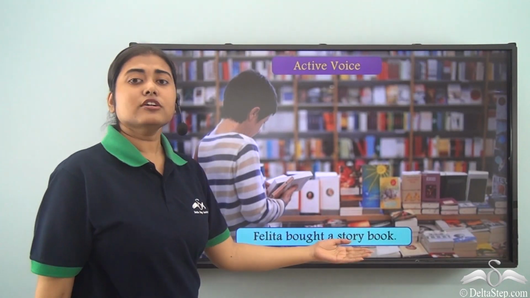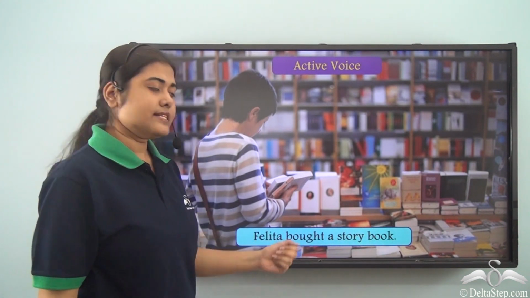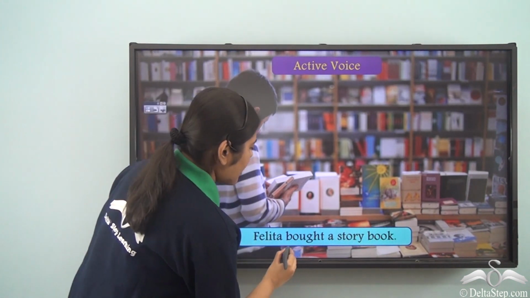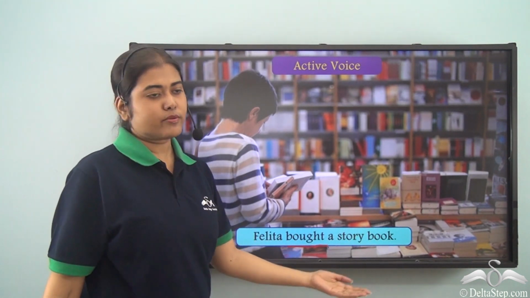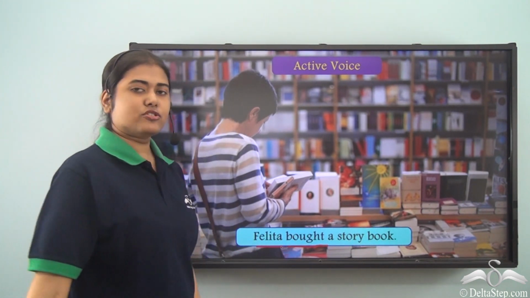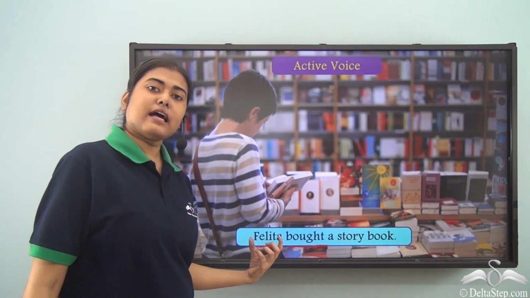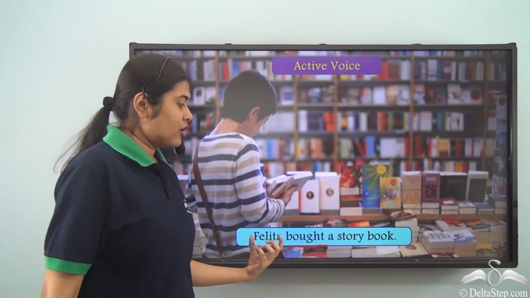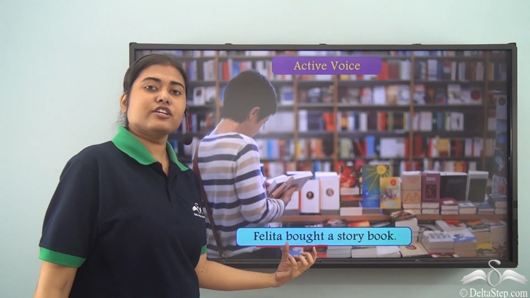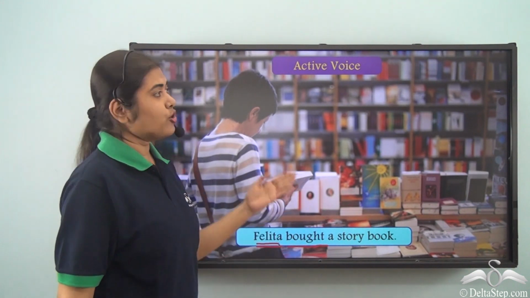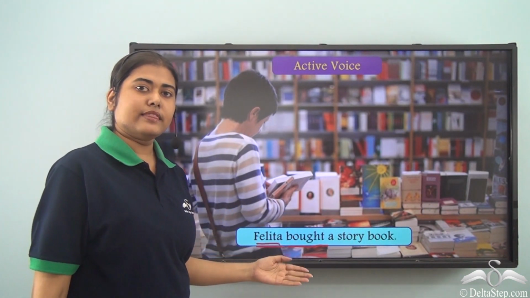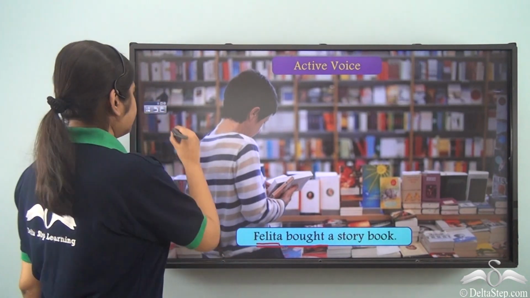Felita bought a storybook. Now in this sentence, what do we see? Our verb is bought. Who bought a storybook? Felita bought a storybook. So Felita is the subject of this sentence. Now, is Felita performing the action of buying the storybook? Yes, Felita is the doer of the verb bought. So this sentence is said to be in the active voice.